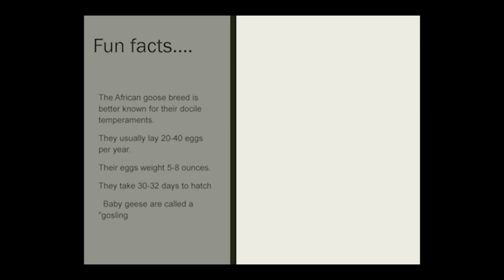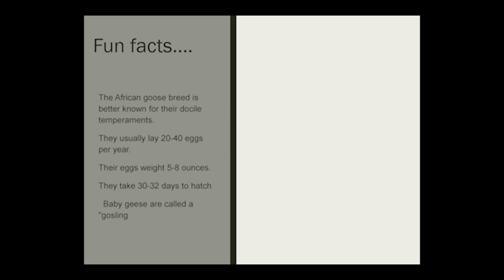That's when they first start to make their pip. Once they first start to make their pip at between day 30 and 32, it's going to take 3 more days for them to completely come out of their shell. It's worth the wait. As I said before, baby geese are called goslings.